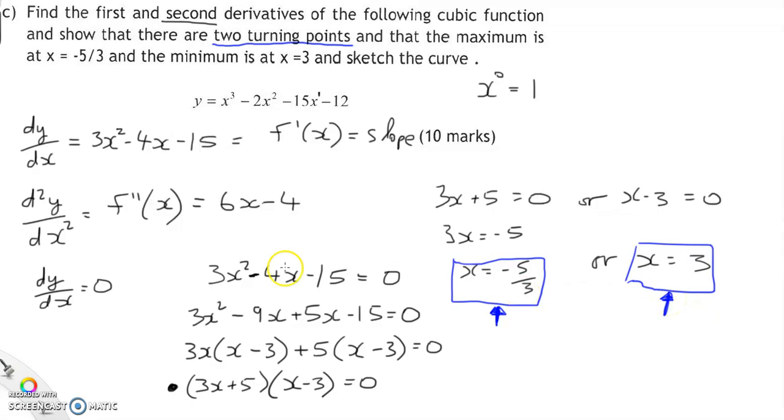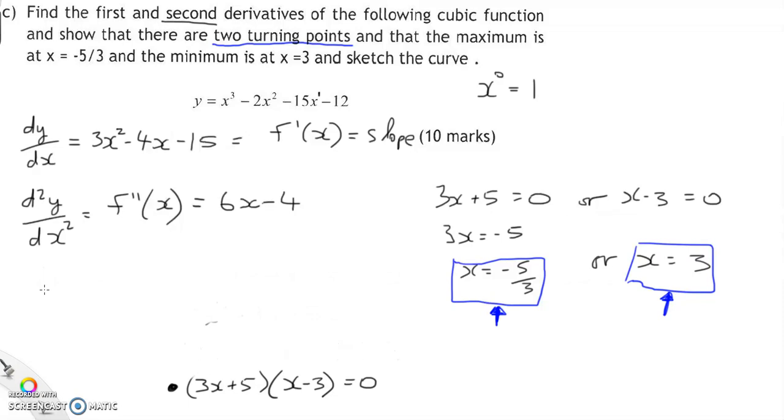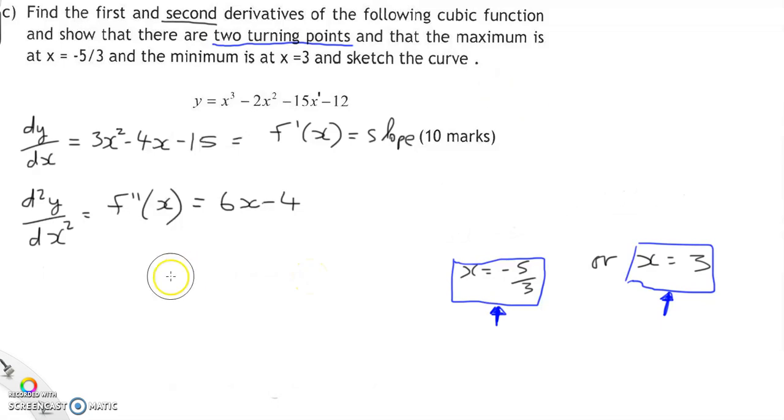Right? And how are we going to do that? Well, we'll make some space here first. And I'm going to rub out this stuff. So to determine the nature of the turning points, we use the second derivative. Right? So, where's our second derivative? This is our second derivative here, 6x minus 4. So, we run this x value through it. So we have 6 times minus 5 over 3 minus 4.